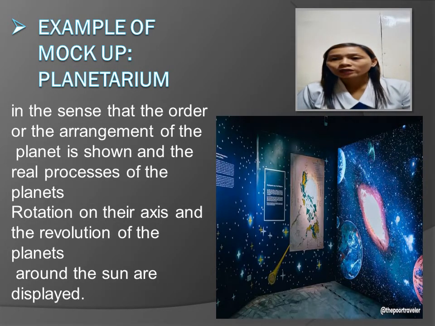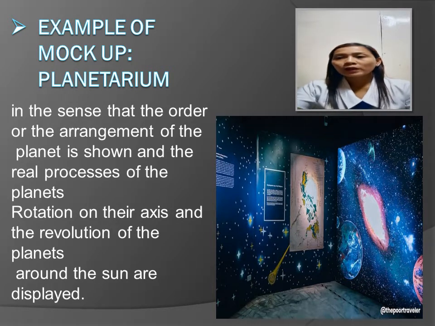As you can see in the picture, each planet shown rotates on its own axis, and the revolution of the planets around the sun is displayed.